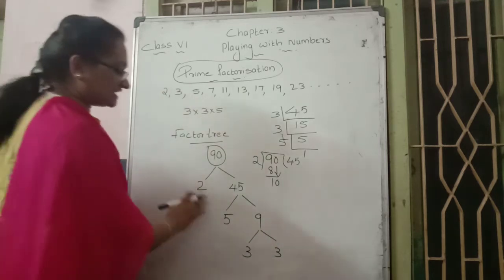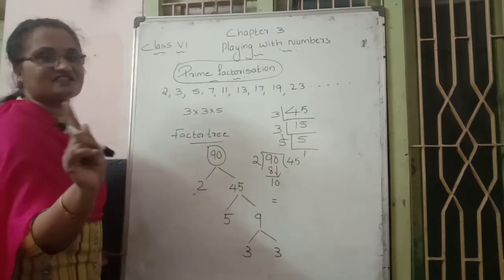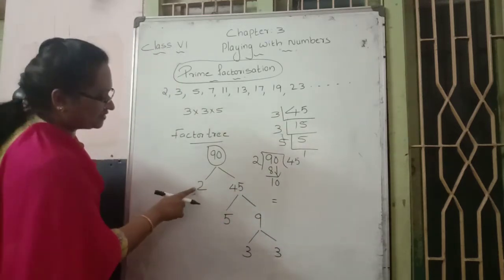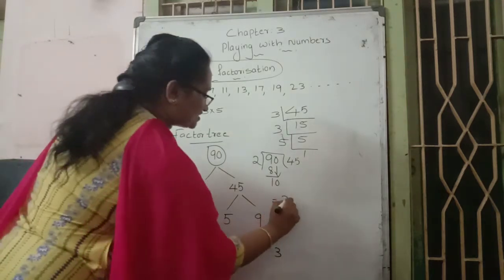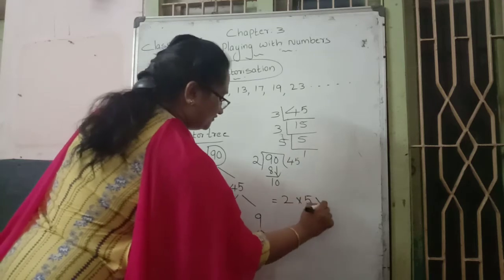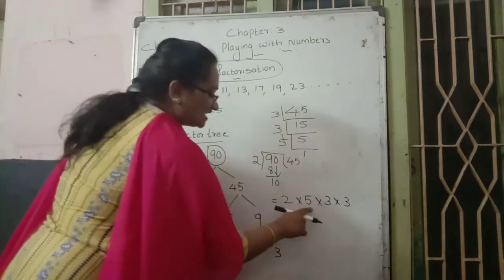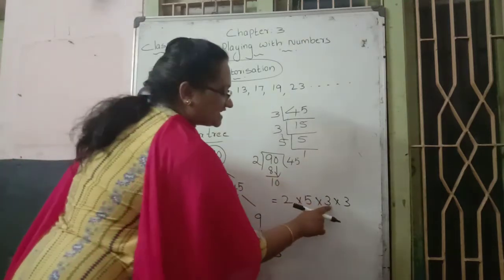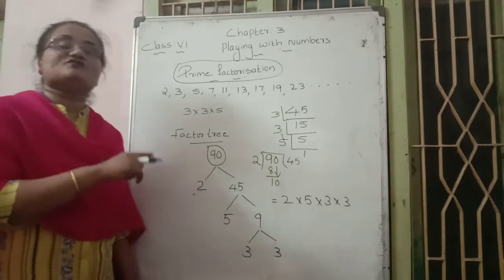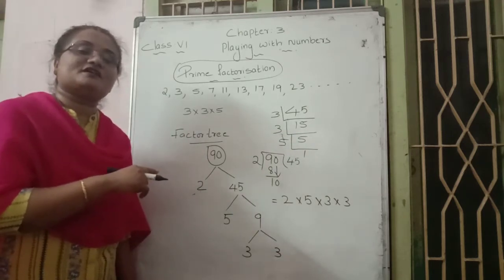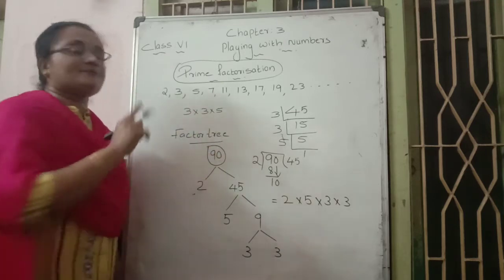So what are the factors here? We use the prime numbers, so we do not select composite numbers. Which are the prime numbers? 2, 5, 3, 3. So the factors are 2 into 5 into 3 into 3. 2 is a prime number, 5 is a prime number, 3 is a prime number. In which method are we finding the prime numbers? Using the factor tree, we are finding the prime numbers.